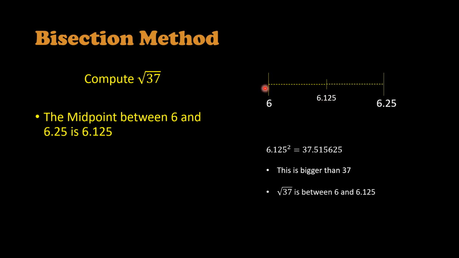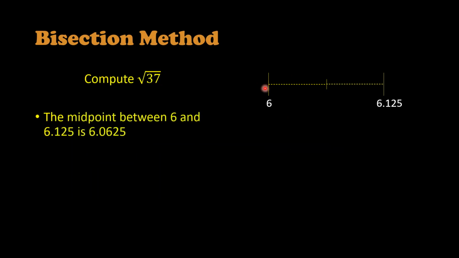Now, lest you think the square root of 37 is always going to be on the left half, let's take a look at this. We've got 6.0625 as our next midpoint for this interval. And then we square that number and we get something smaller than 37. So now we know that 6.0625 is smaller than the square root of 37. So that means that the square root of 37 is somewhere in the right half of this interval.